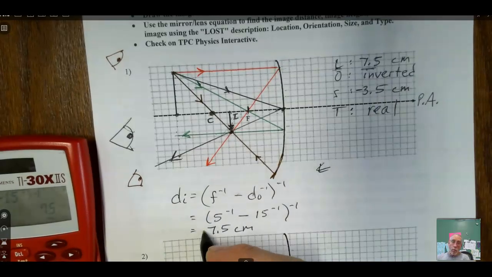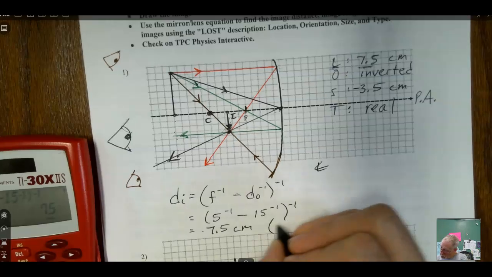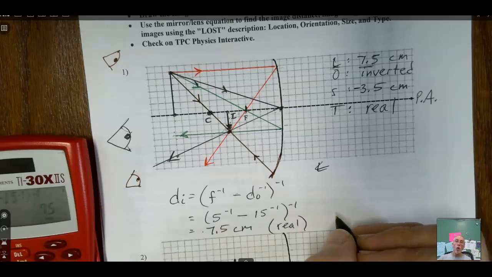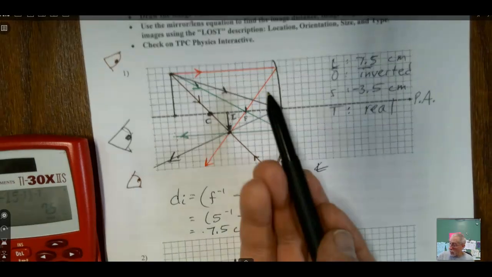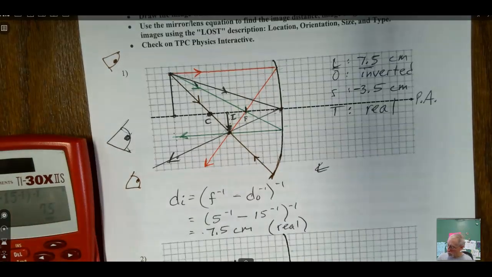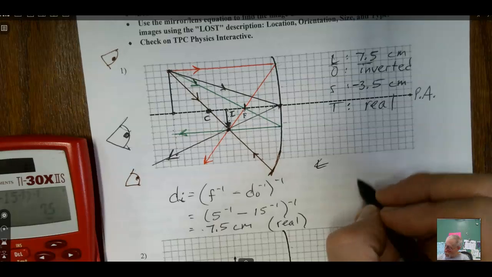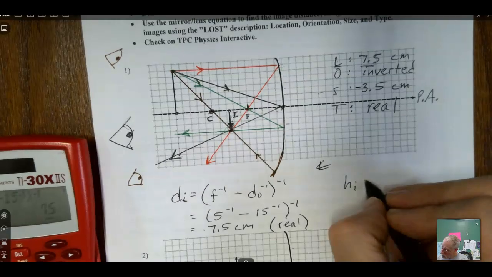But the fact that that came out positive tells us something important. It also tells us that this is a real image. Okay? Real is always associated with a positive distance. That means it's on the front side or the real side of the mirror. Okay? Now, once we have DI, we can calculate the height of the image. That's kind of like the size, if you will.